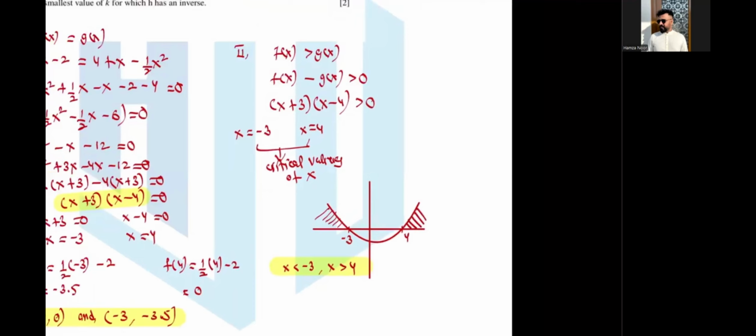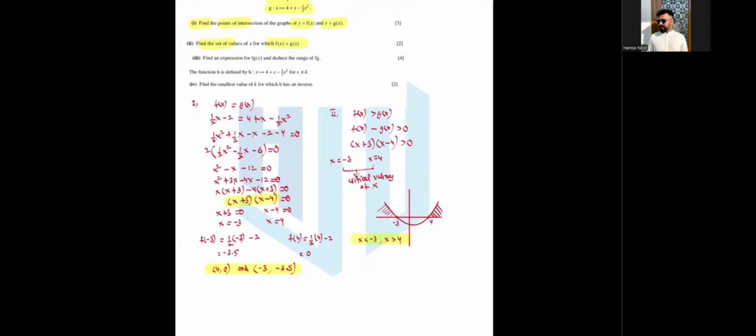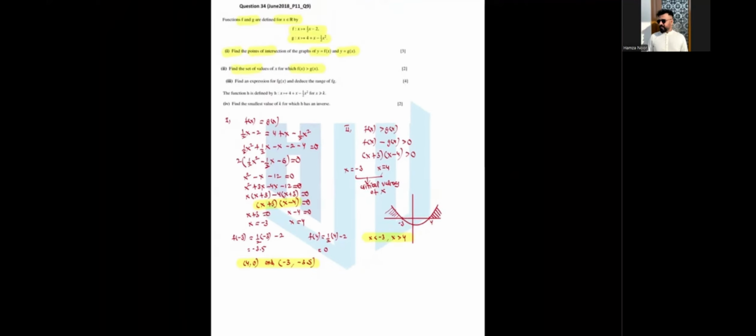All right. So in this way, we have attempted part 2. Most of the working was already done in part 1, and we have just used the result of part 1 which we obtained over here, that is x plus 3 multiplied by x minus 4, which we obtained after subtracting the g(x) function from the f(x) function. So in this way, we have attempted part 2.